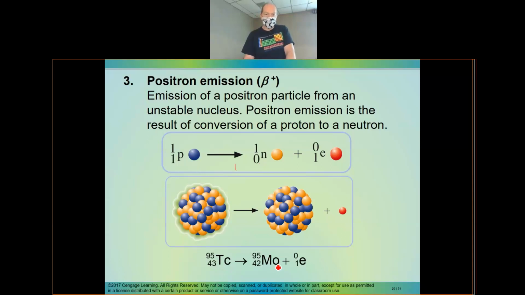Technetium also undergoes positron emission. All right, so it would tell you that it's technetium 95. All right, so that is 95 and 43, and it tells you that it undergoes a positron emission. So that is a 0, 1. So you have to get the number on top and bottom. Again, there's a 0 on the top, so it's simply the 95. On bottom, 42 plus 1 is 43. So you go to element number 42, which is Mo, to balance that nuclear reaction.